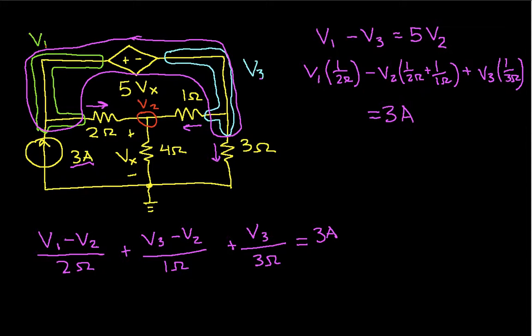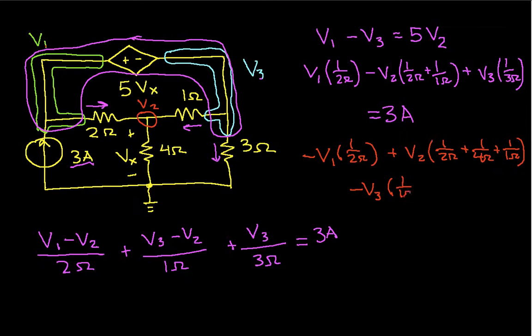Now node 2 is just a normal standard node, and so we can write down its equation by inspection. We have minus V1 times 1 over 2 ohms, plus V2 times (1 over 2 ohms plus 1 over 4 ohms plus 1 over 1 ohm), minus V3 times 1 over 1 ohm, is equal to 0.